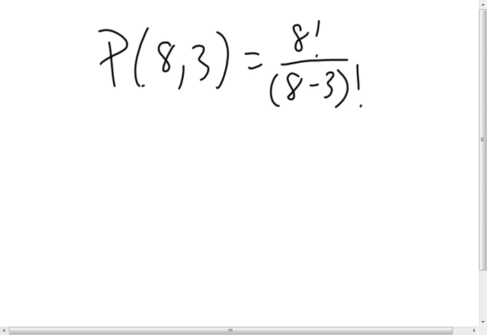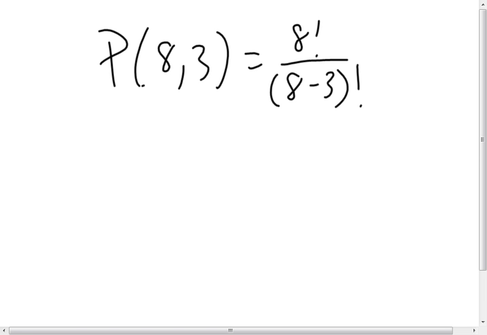Let's look at an example of a permutation. This is a permutation 8-3, and a lot of these you will get these numbers from word problems. So the best way to learn if it's permutation or combination is to work a lot of these problems. Once you get the basics down, you'll be able to determine very easily which is which.